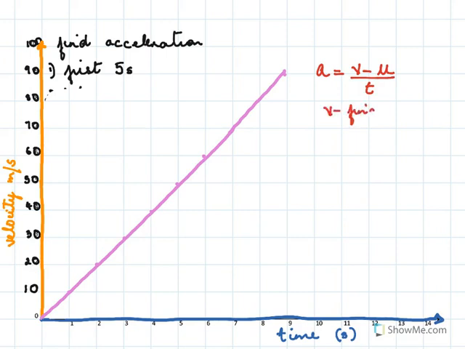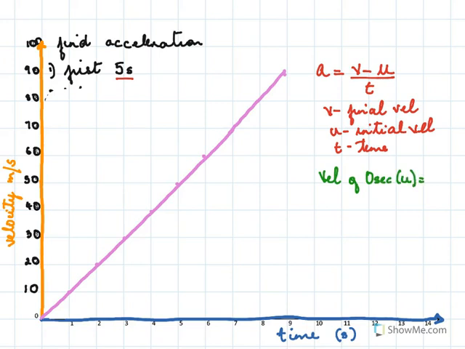the final velocity, u is the initial velocity, and t is the time taken to change the velocity. So for the first 5 seconds, we need to know what is the velocity at 0 seconds. Velocity at 0 second, that would be our u, initial, and then we need to know what is the velocity at 5 seconds.